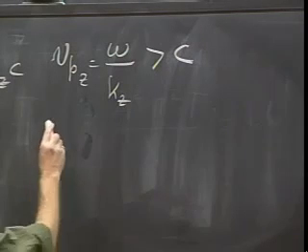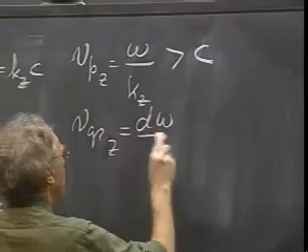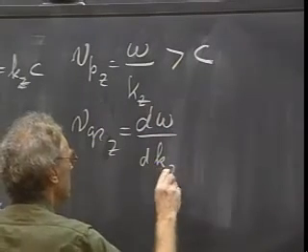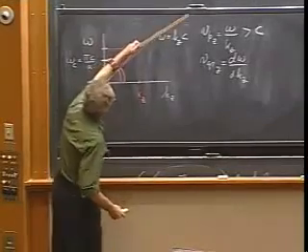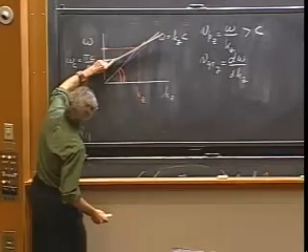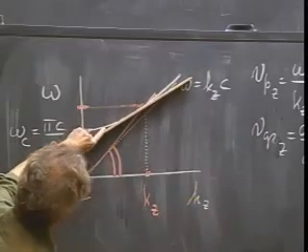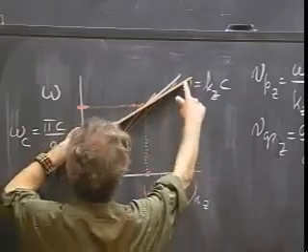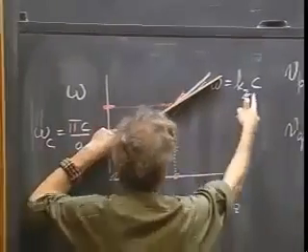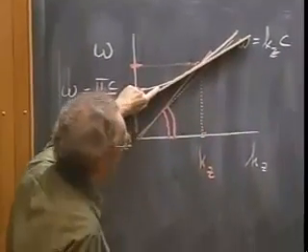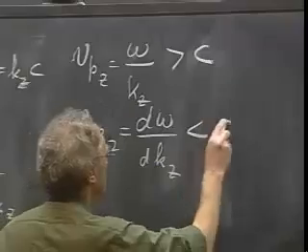The group velocity in the z direction is d omega dkz. And d omega dkz is the tangent along this line here. So at this point here, the tangent would be like this. I don't want to draw another line because it becomes too cluttered. But you can see that this slope is smaller than the line here, which indicates the c. And therefore, the group velocity is smaller than c.